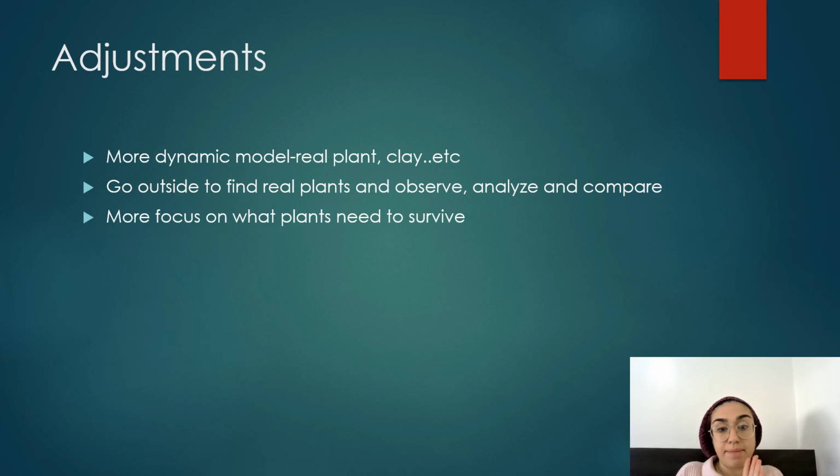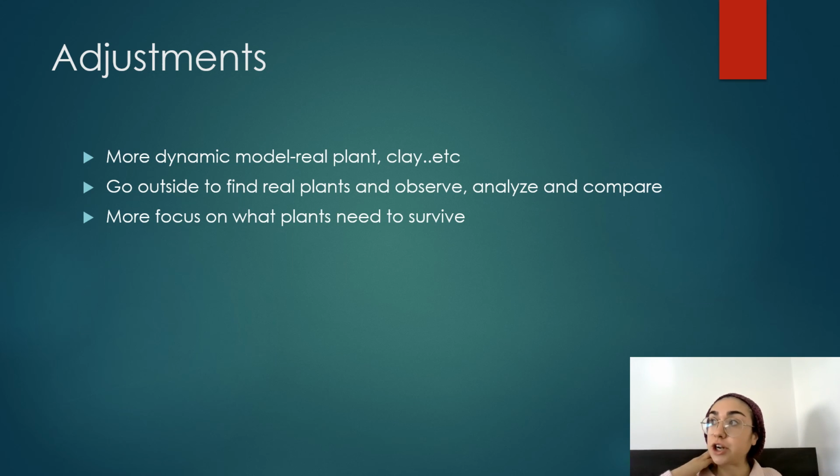It taught it, it had basic parts. I believe that it could have used a little bit, like I mentioned before, more of a dynamic model, maybe a real plant. She could have brought in a real plant, showed it, displayed it, maybe clay, something like that, a little bit more dynamic than the diagram. Additionally, I believe that the students could have gone outside to find real plants and observe and analyze and compare. It would have gone better with the observing, analyzing, and comparing, and what plants need to survive.